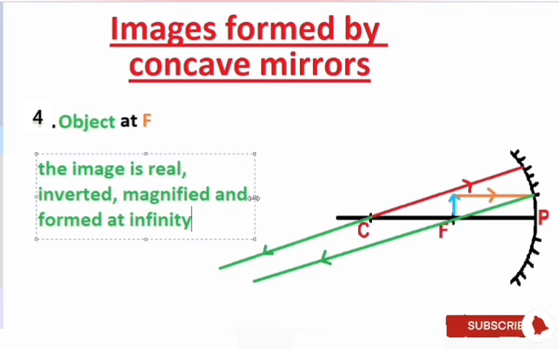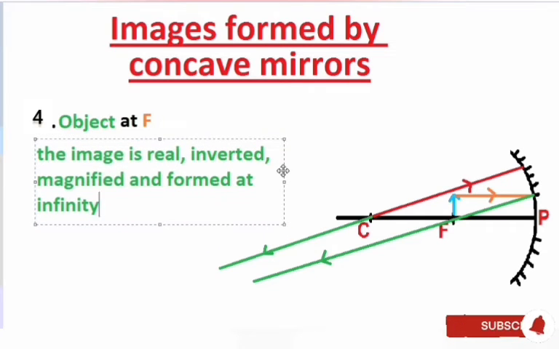The image will not be formed at near point. It will be formed at infinity, very far, very large. The image is very large. So the image is formed at infinity. So this is the nature of the image formed when the object is placed at F.